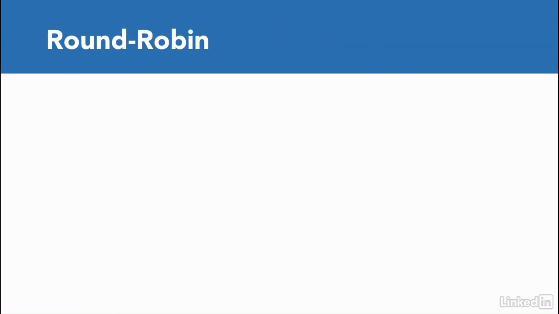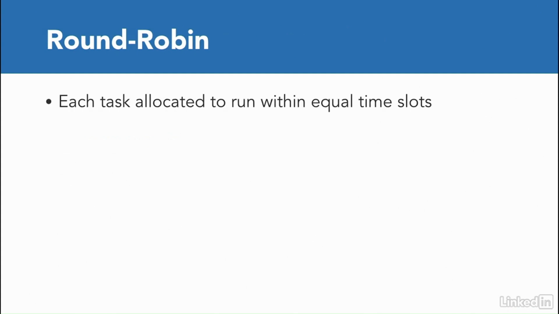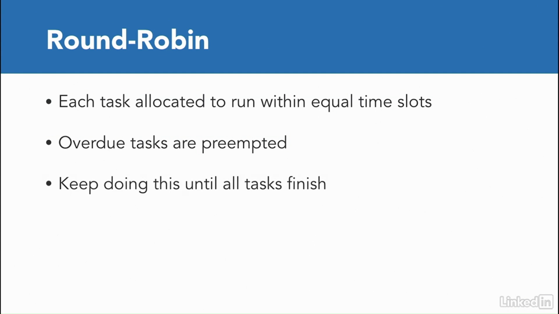Let's look at the typical preemptive scheduling algorithm called the round-robin. The round-robin algorithm allocates all ready-to-run tasks with equal time slots. It will preempt the task which takes more time than allocated time slots in order to let other tasks get a chance to run. The task that was interrupted will resume to run until it finishes.